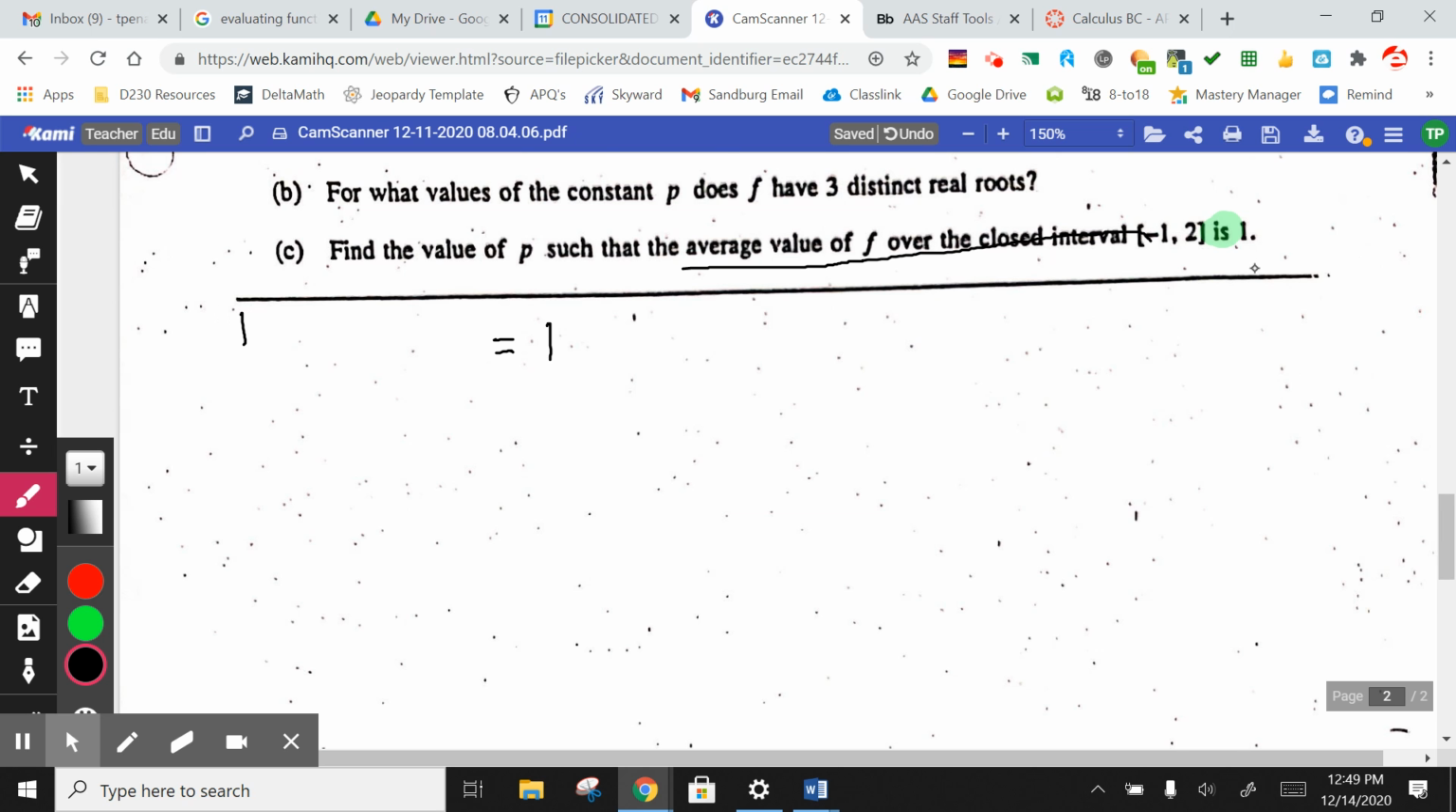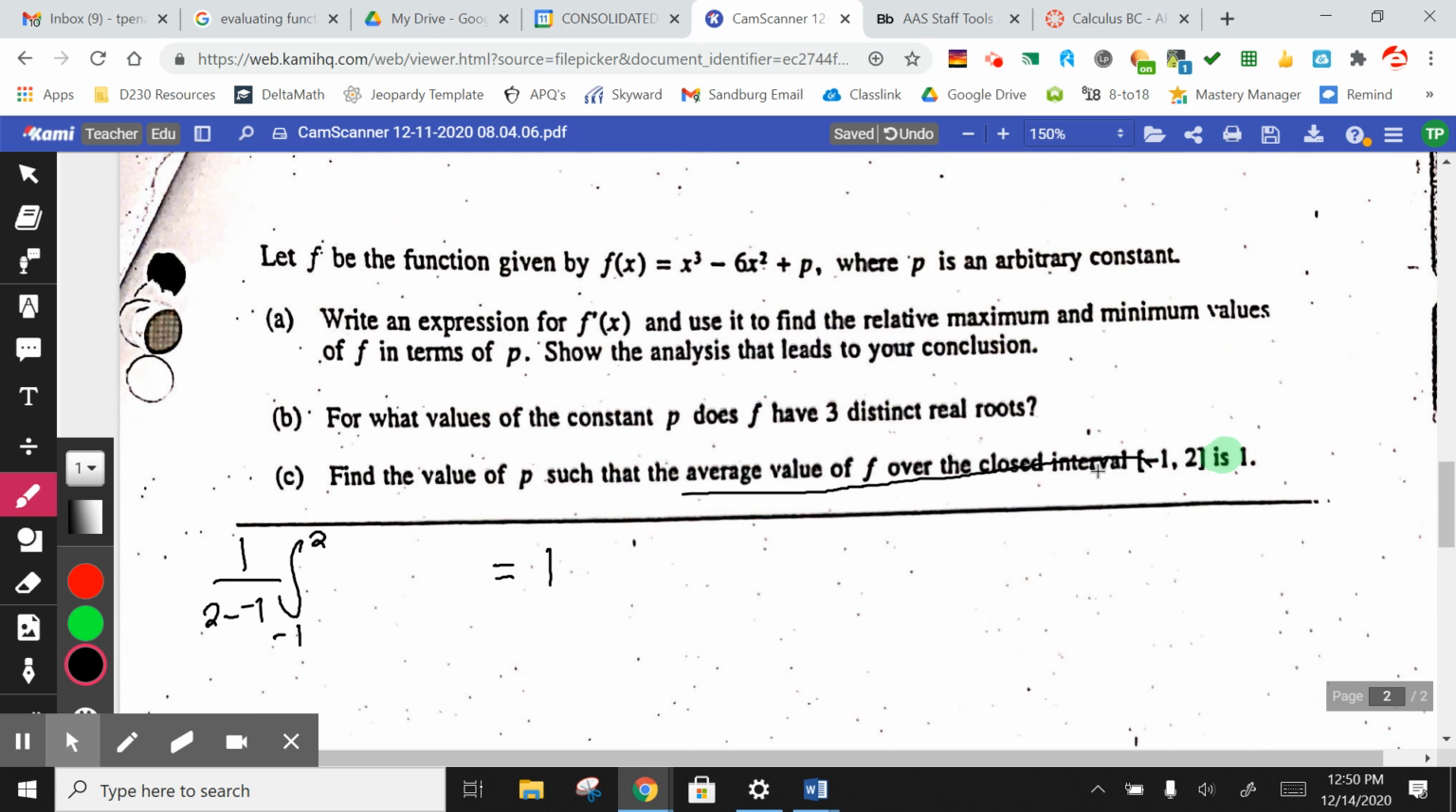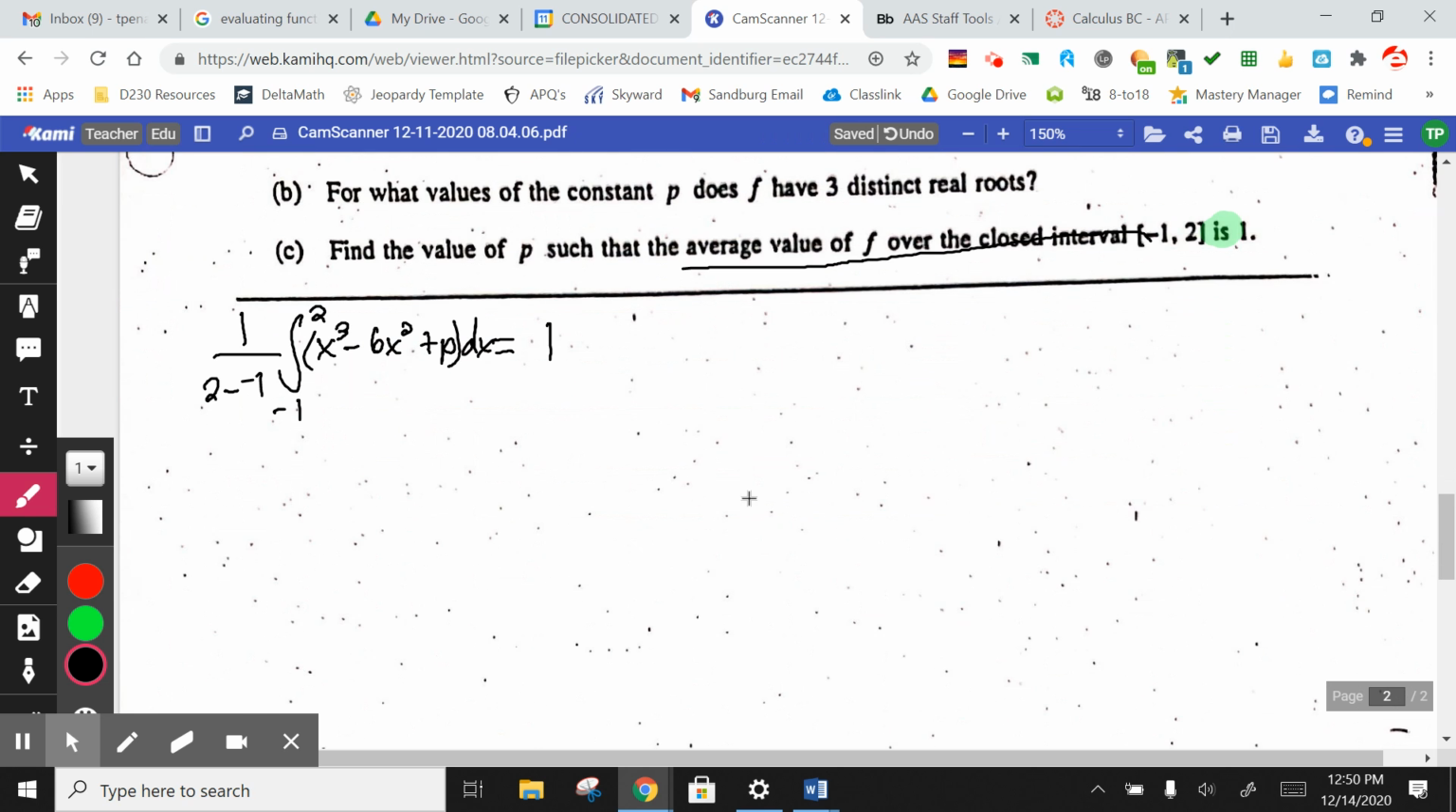So we're going to have 1 over 2 minus the -1, integrating from -1 to 2. And then our function is x cubed minus 6x squared plus p. It's just a different way of testing you on your ability to evaluate a definite integral. Notice how this is now an equation here. So we're going to solve this equation by basically doing our definite integral.